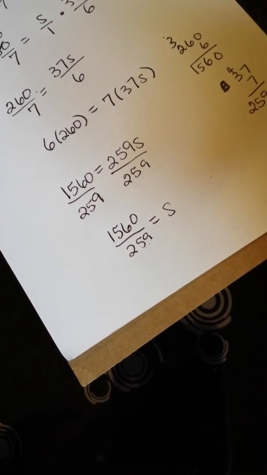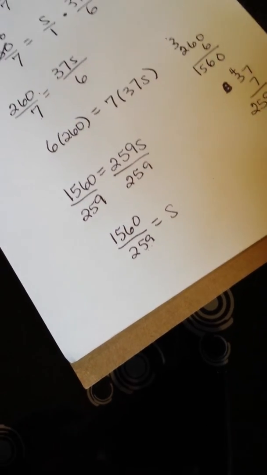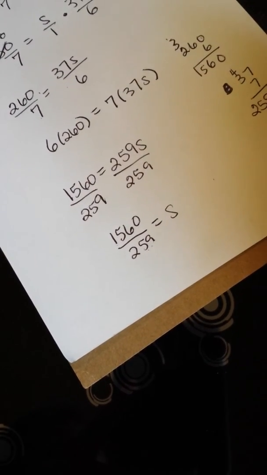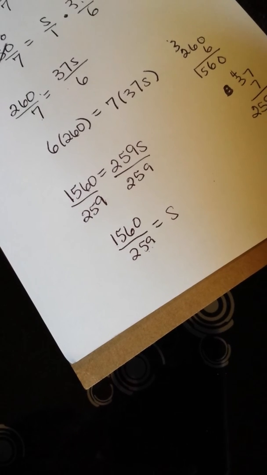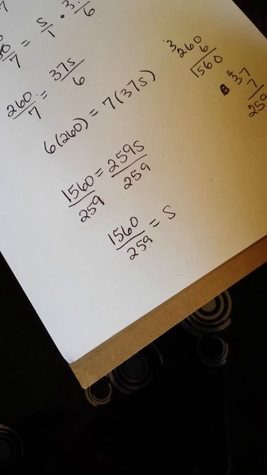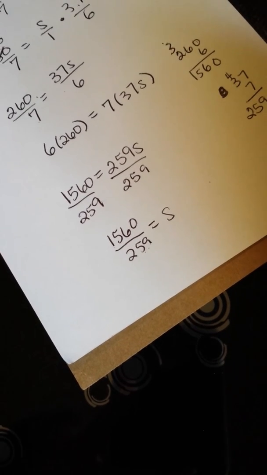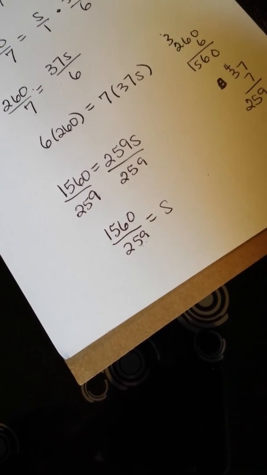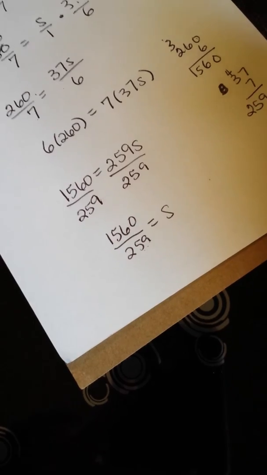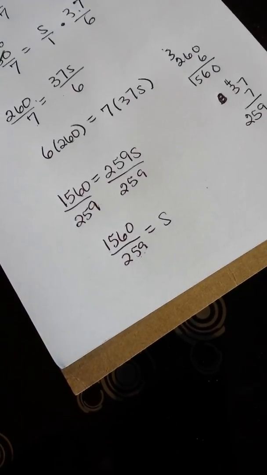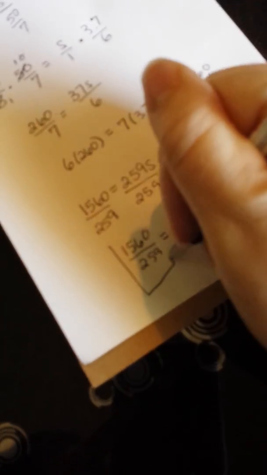So 4 won't work, 5 won't work, 6 won't work because the numbers aren't divisible by 2. 7, I don't think will work either. 8, 9, 10 won't work. So I think this might be as simplified as it can get.